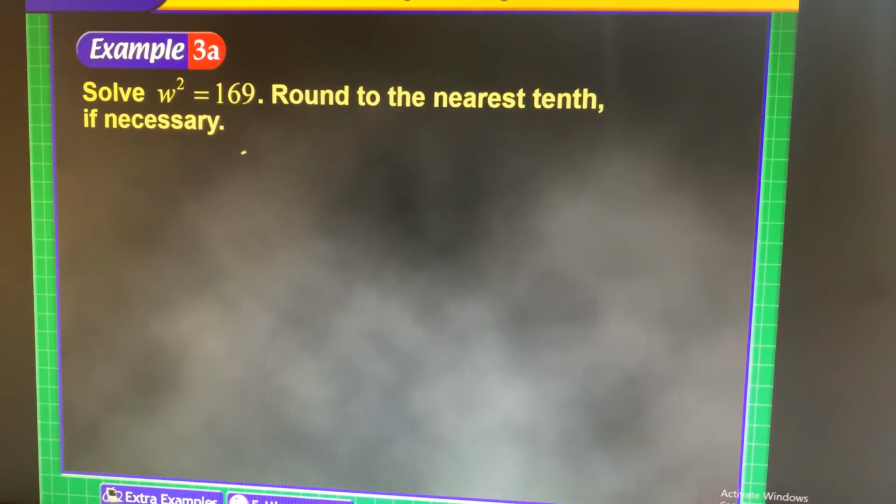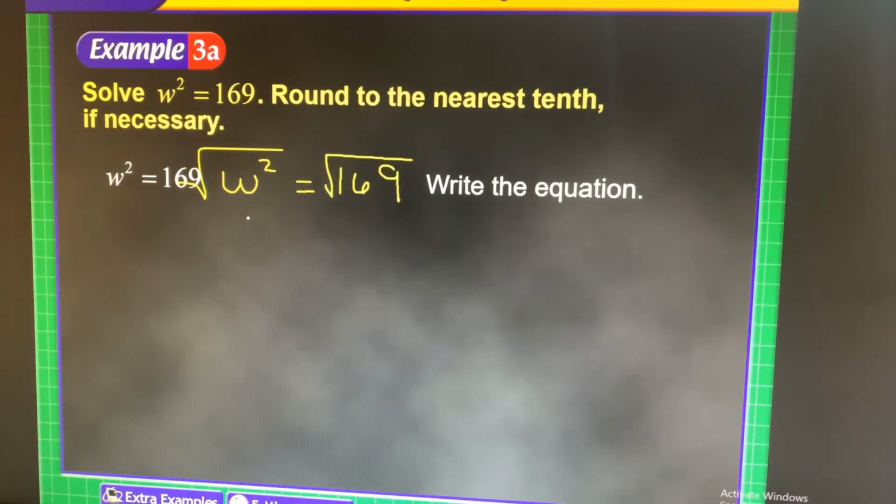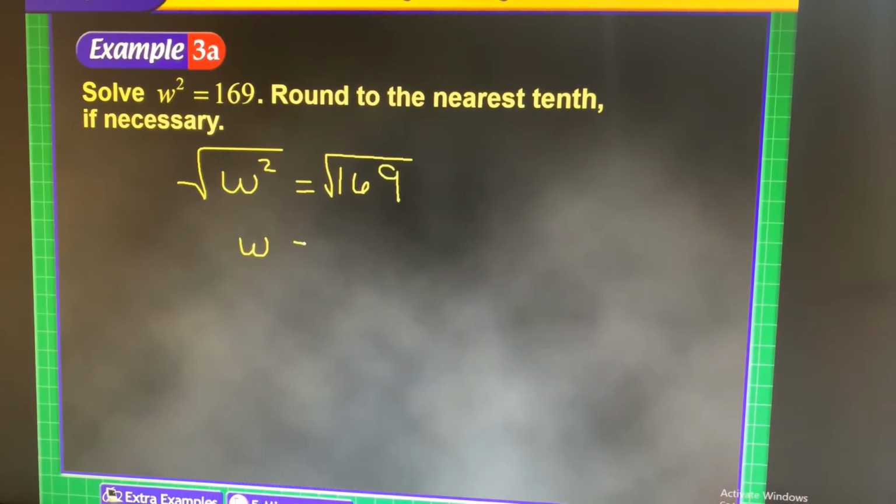Okay, we're solving a new kind of equation. The only way that you can undo a square is to square root it. So you're going to take the square root of both sides and then get W is equal to, so remember what your square root of 169 is equal to: 13. But in this case, you don't know what the sign is. So you want to say that it's a positive or a negative 13, because negative 13 times negative 13 is also 169. So it could be a positive or negative answer. That is how you solve this equation.